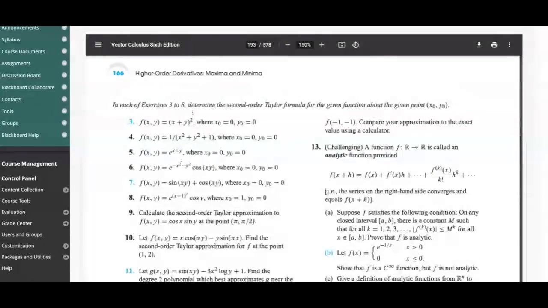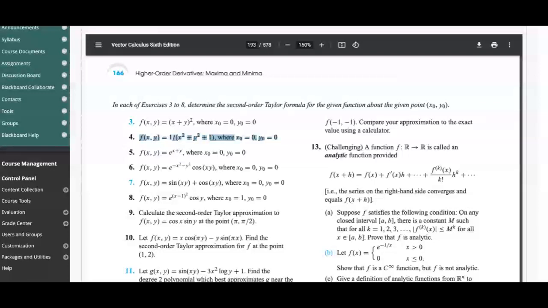All right. So the question is asking, in each exercise 3 to 8, determine the second order Taylor formula for given points x naught, y naught. So number 4, just this. Can you tell me what is the second order Taylor formula? Like the formula I got is f of x naught, y naught plus f of x naught, y naught times x minus x naught. No. Don't read it. Just tell me in English.